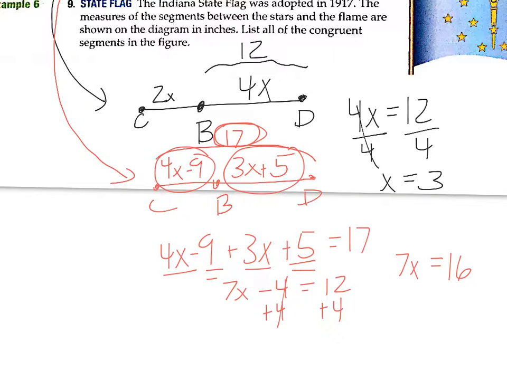Oops, I messed up here. Sorry, that should be a 7. So 17 plus 4 should be 21. Sorry about that. 21. Then I divide by 7. So 21 divided by 7 is 3. So that would be x.